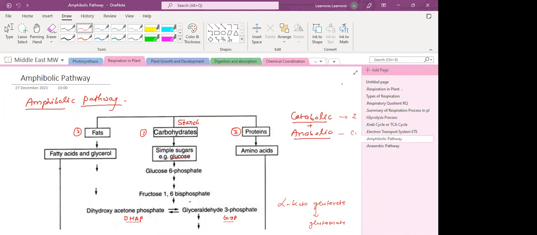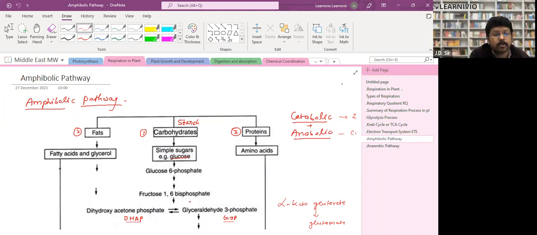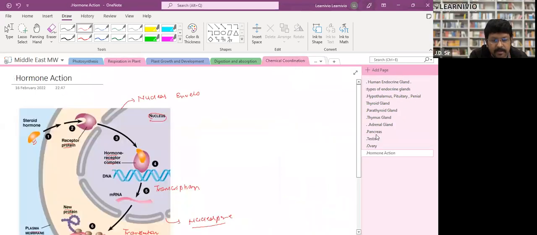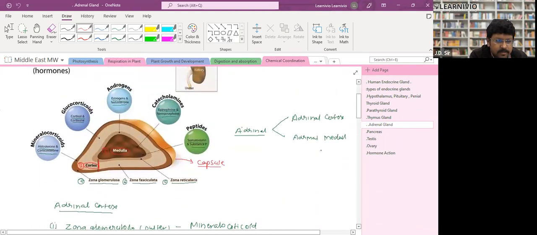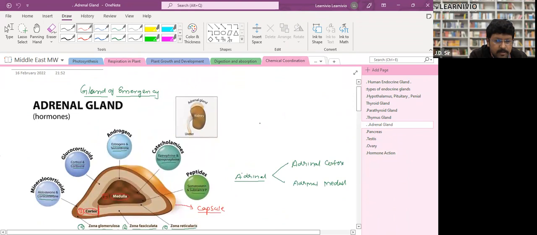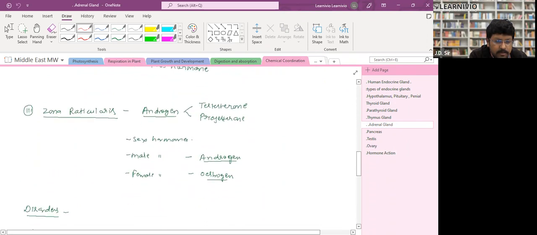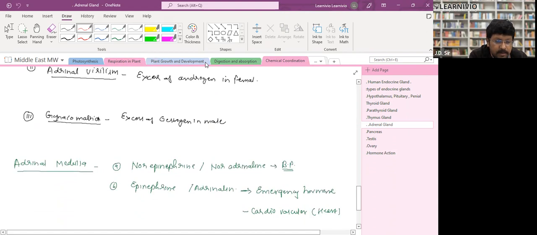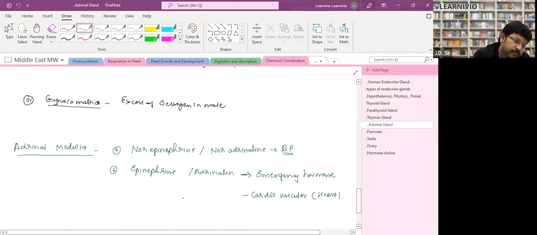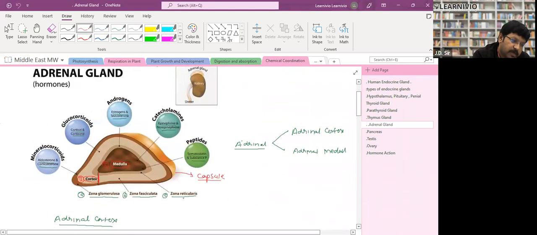Sir, can you say what the emergency gland is again? The emergency gland is the parathyroid gland. Sorry, that is this one. The adrenal gland. That is the emergency gland. This is called the gland of emergency. And the emergency hormone is which one? This one. Epinephrine, right? Epinephrine is the emergency hormone. It is secreted from the medulla part of the adrenal gland. Clear?